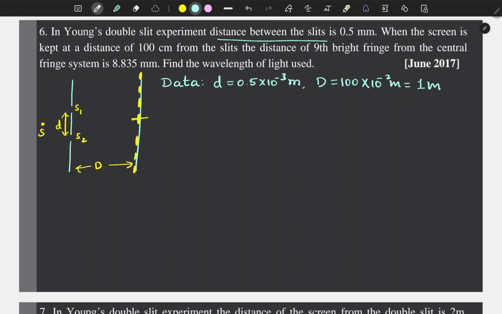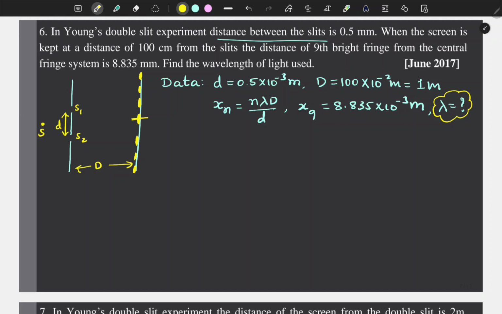From the slits, the distance of the ninth bright fringe from the central bright fringe, that is, the distance of nth bright fringe is given by n lambda D by small d. So the distance of ninth bright fringe is given, that is 8.835 millimeter, 10 to the power minus 3 meter. What is the wavelength of light used? Means we need to find out lambda.